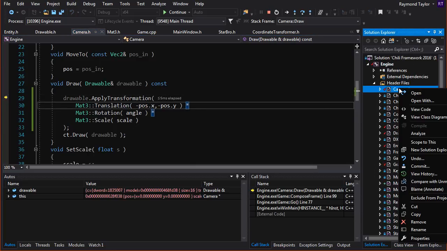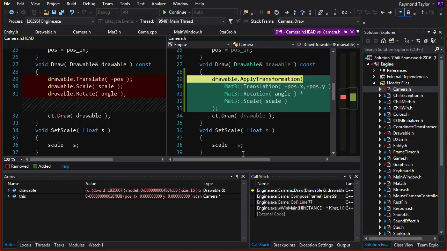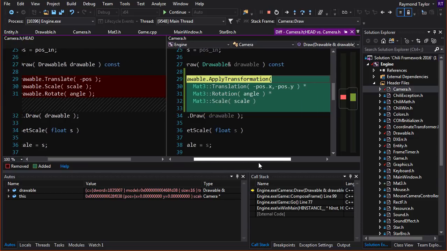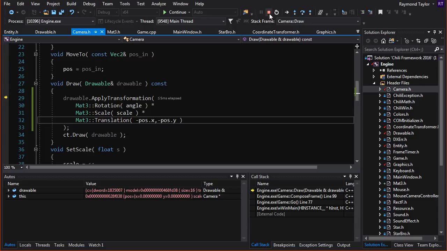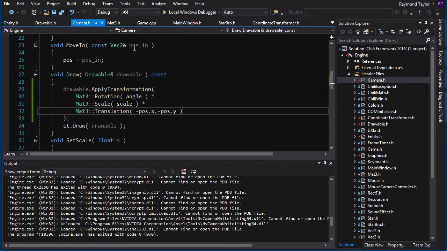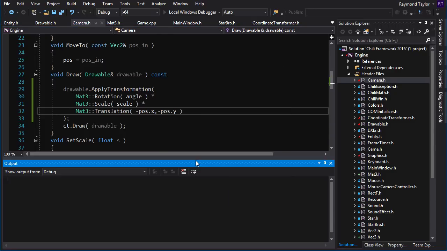Here's where Git is going to come in handy. We want to compare with unmodified. So in the unmodified one, yes, we apply the translation first. So this one we have to apply the translation first, then we can scale and rotate in whatever order we please. So for this one, how do you like me now? Let's stop this, and let's run again and see if that fixed it.